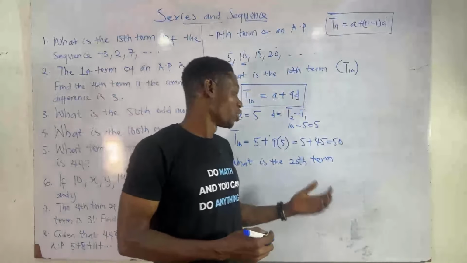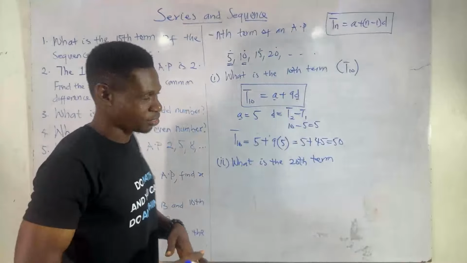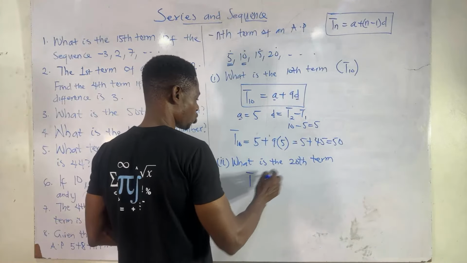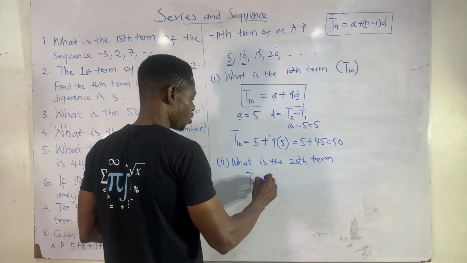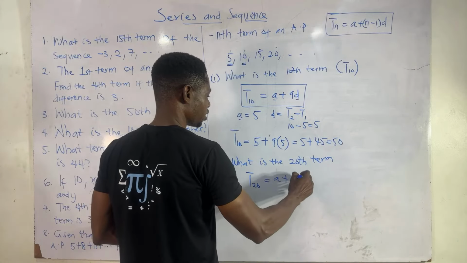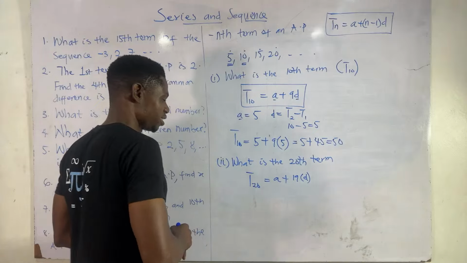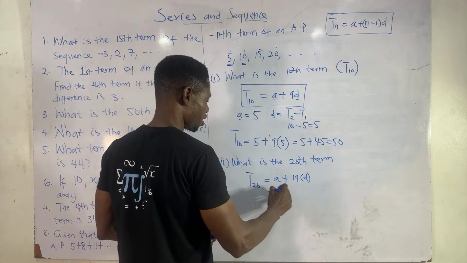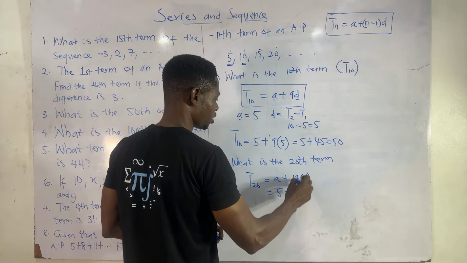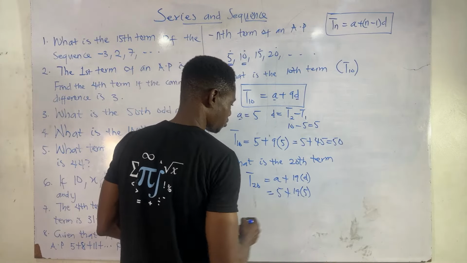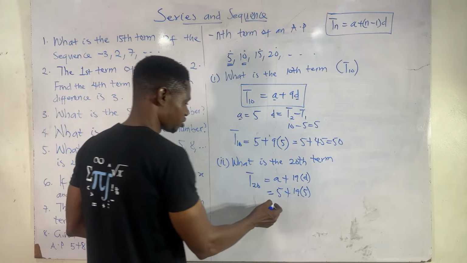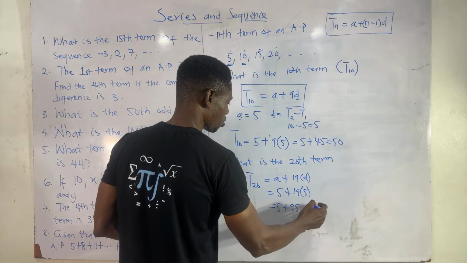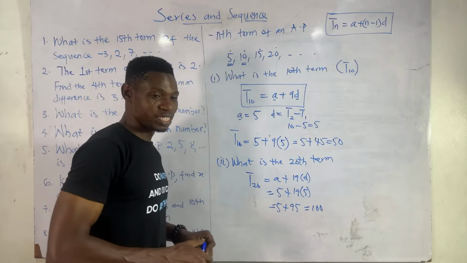Most of you got 100 from the comments I was reading. So let's see. So T20 will be equal to A plus 19D, right? So our A is what? Same A, 5 plus 19 times 5. So that's 5 plus 95, and that is 100. So everybody that commented got it.